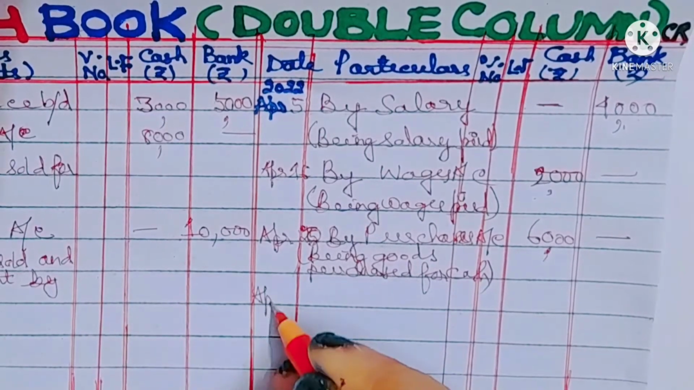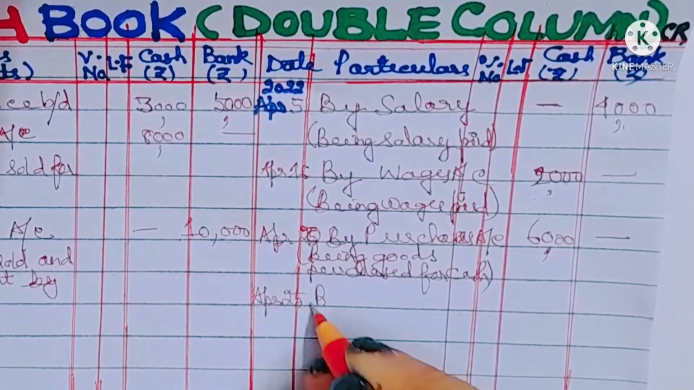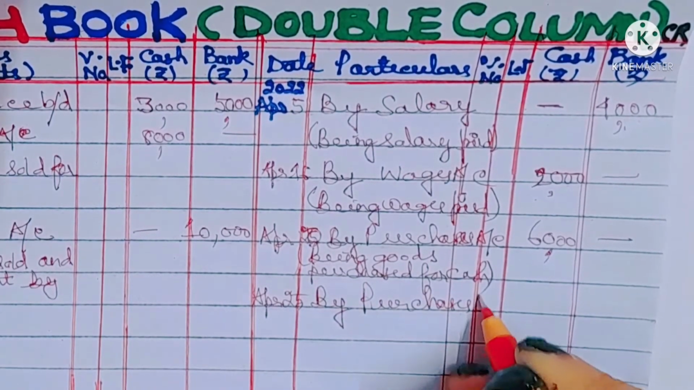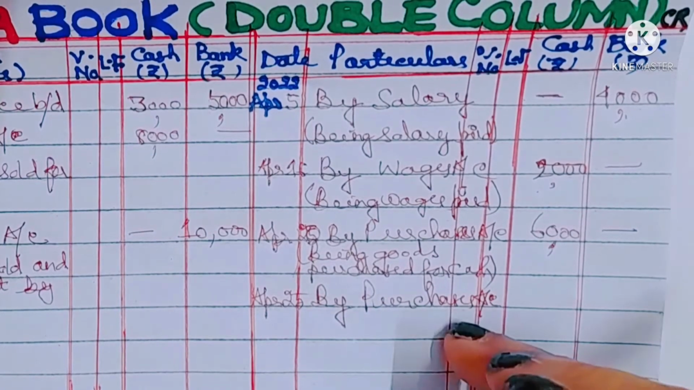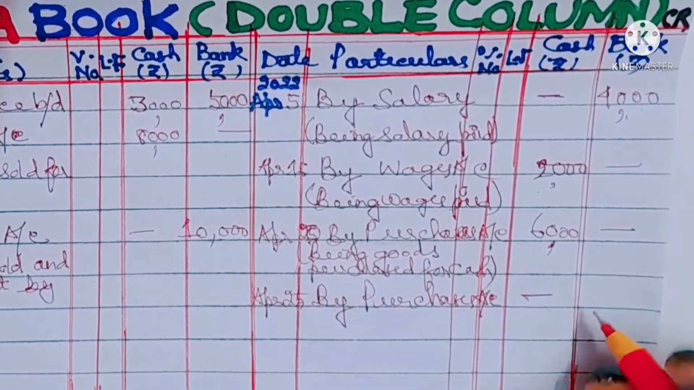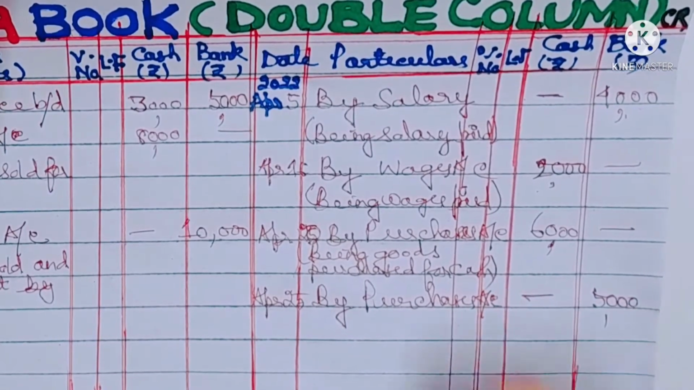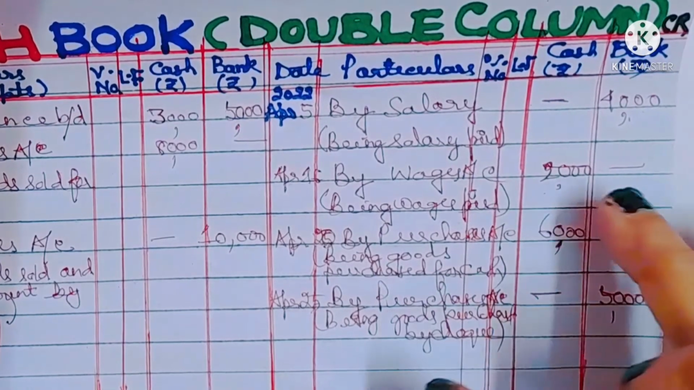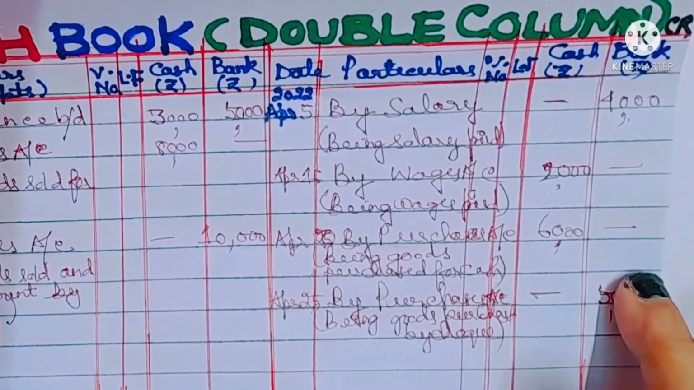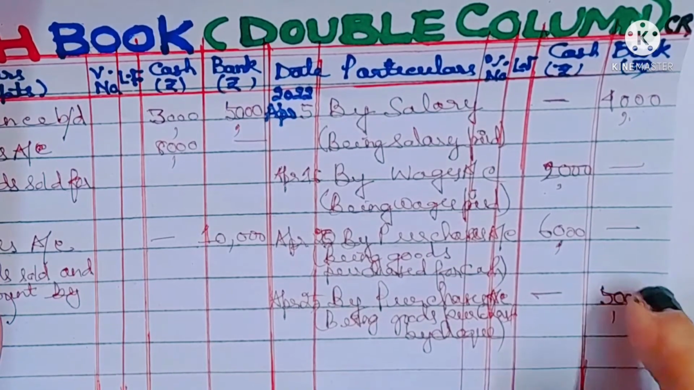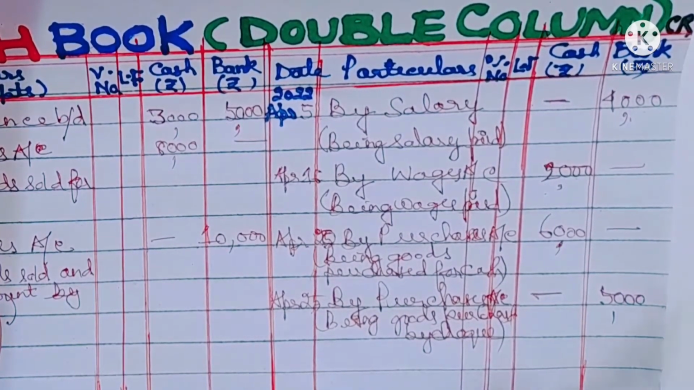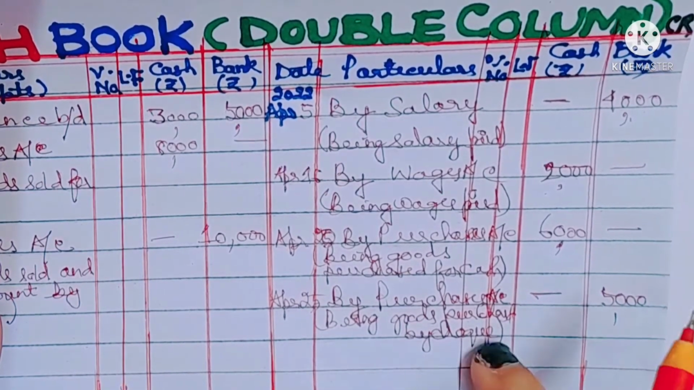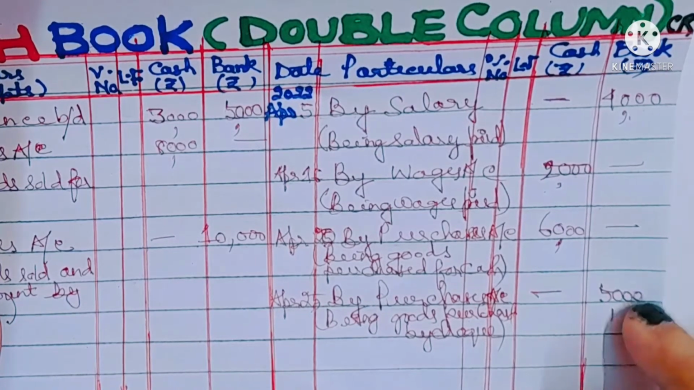On 25th April, by purchases account, how much? Purchase goods by check 5000. So it should be in the bank column. Being goods purchased by check. And moreover, bank column represents bank account, and bank account comes under personal account. According to personal account, the giver of the benefit is credit. Here, when goods are purchased, bank is the giver of check. So 5000 will be credited.